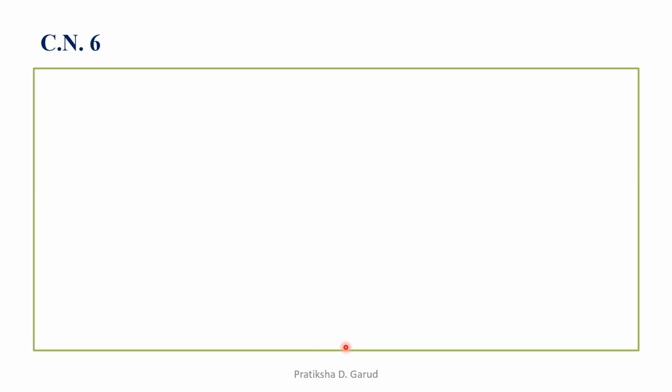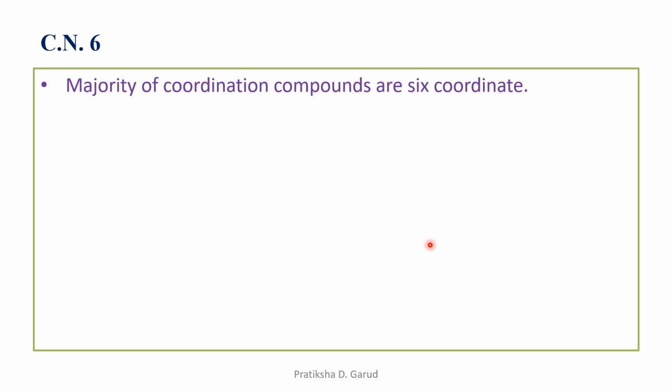Then let's move on to the next coordination number, that is coordination number 6. Again, this coordination number is more stable. We have seen coordination number 4 as well as coordination number 6. Both these coordination numbers are the more common ones. Now 6 coordination number means the central metal is surrounded by the 6 ligands, right? So the majority of the coordination compounds are 6 coordinate.